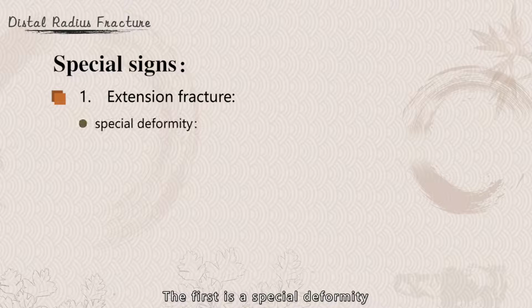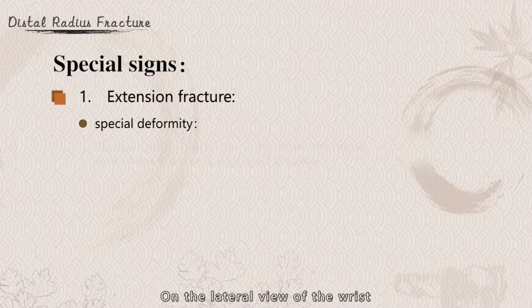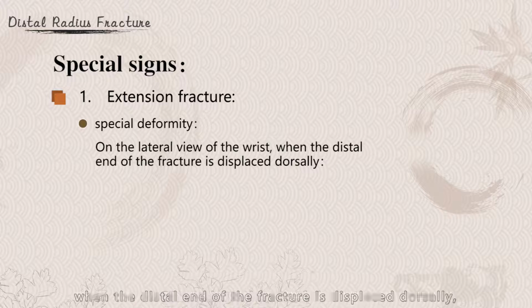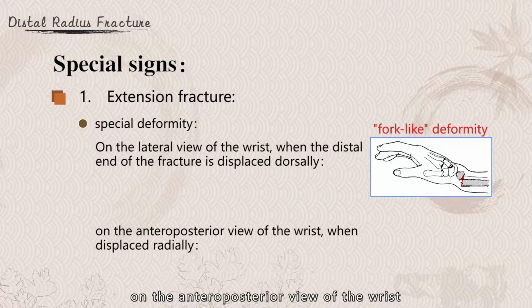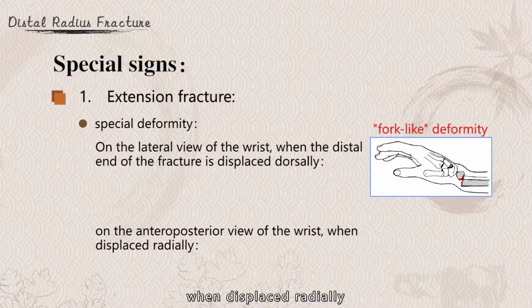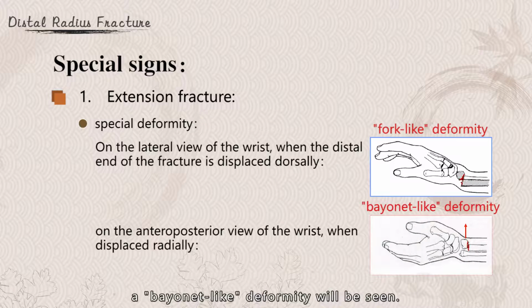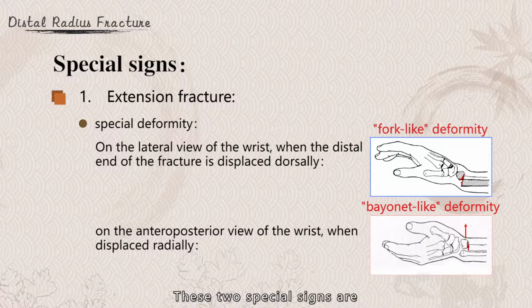The first is a special deformity on the lateral view of the wrist. When the distal end of the fracture is displaced dorsally, a fork-like deformity will be seen. On the anterior-posterior view of the wrist, when displaced radially, a bayonet-like deformity will be seen. These two special signs are the specific characteristics of extension fracture of the distal radius.